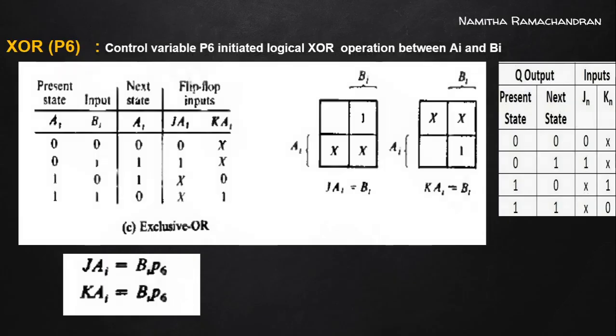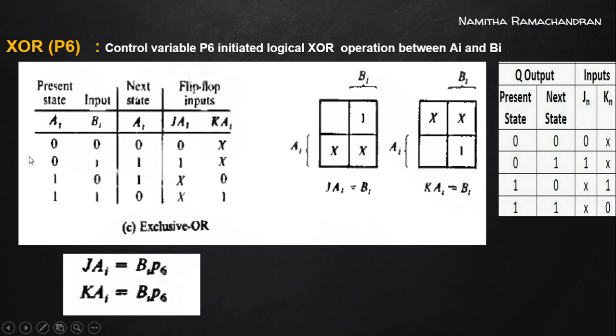Okay, so the next case is XOR operation, and this XOR operation is controlled by this control variable P6. So again we need to consider this present state of A with next state. In case of XOR operation, the result is 1 if either of A or B becomes 1, and then the next state becomes 1. So if it is 0 0, next state of Ai is 0. After XOR operation, result is 0 itself. And for 0 1, the next state is 1. 1 0, the next state is 1. And for 1 1, the next state is 0.